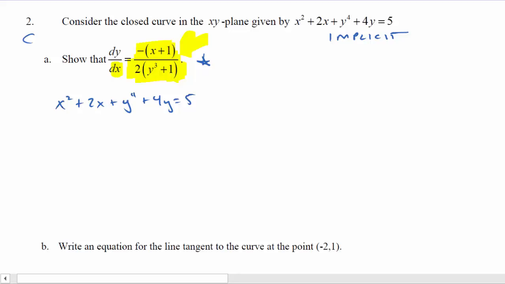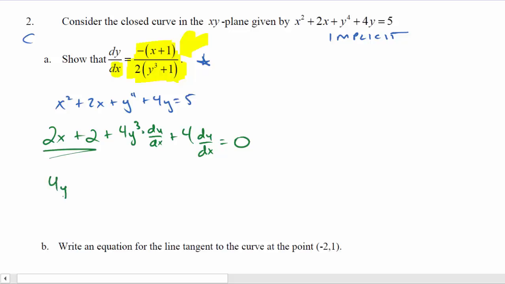Let's take the derivative. X squared, 2x. 2 is just 2. Y to the fourth is 4y cubed, but since it's in terms of x, we have to leave a dy/dx hanging out. Derivative of 4y is 4, but again, it's in terms of x, so we have to do dy/dx, and that equals 0. Now, how do I get dy/dx by itself? Well, simple. Subtract these guys. So we have 4y cubed dy/dx plus 4 dy/dx equals negative 2x plus 2.